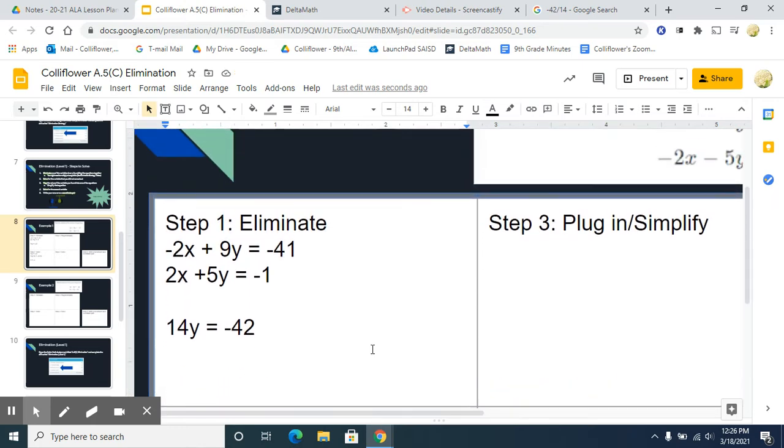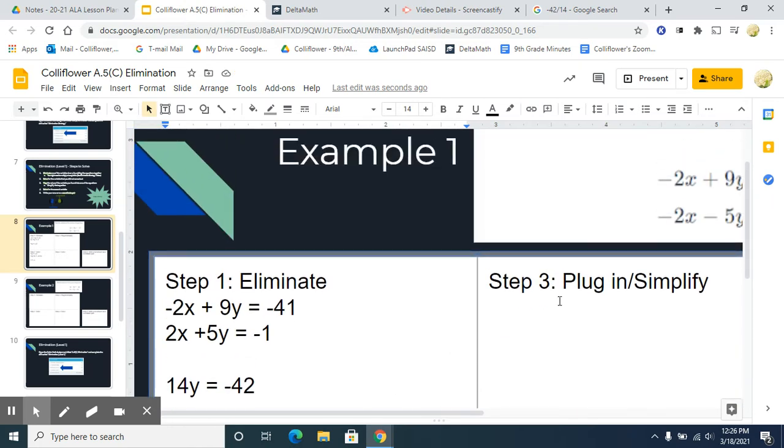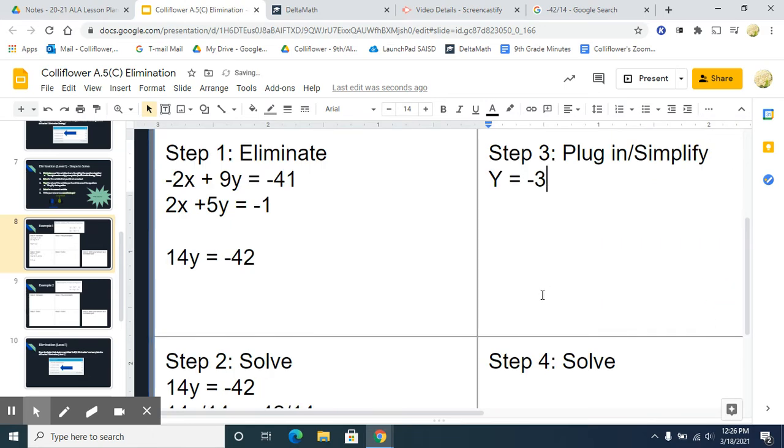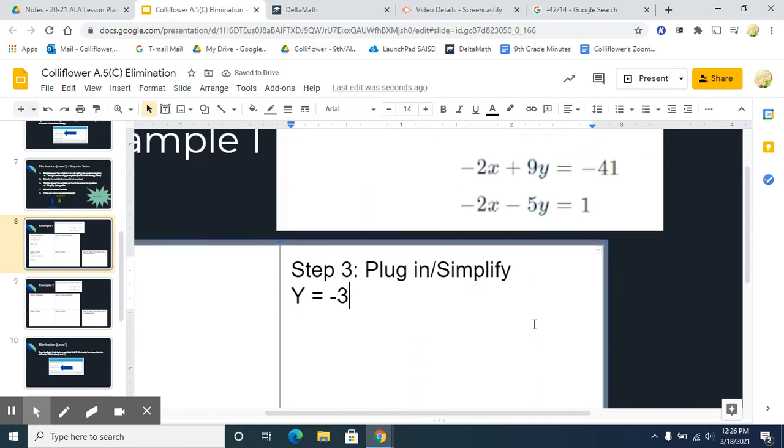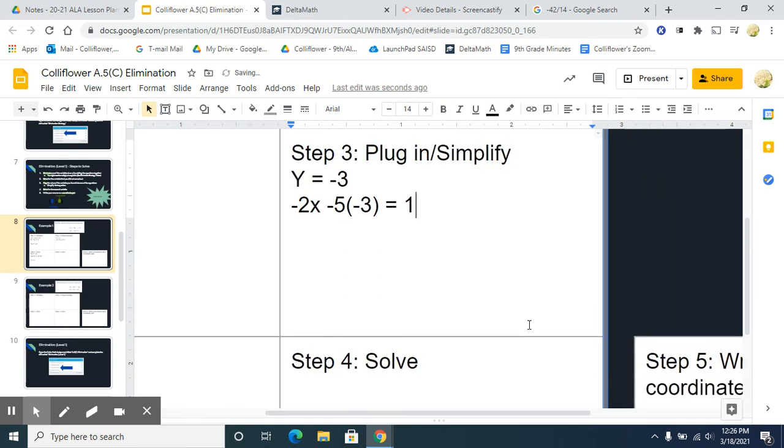We're going to take that value of y, copy and paste it up here. I'm going to plug that into one of my equations. So I'm going to take the second equation, negative 2x minus 5 times negative 3 equals 1. Once I simplify that, I get negative 2x plus 15, because negative 5 times negative 3 equals positive 15. That's equal to 1.